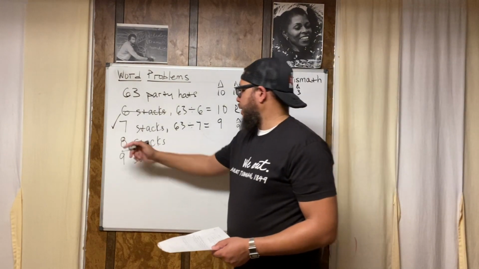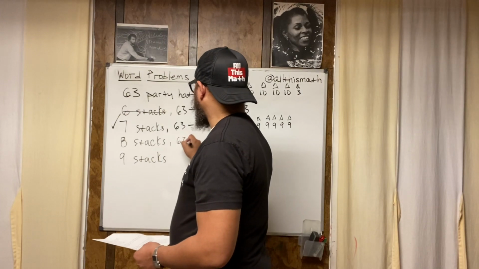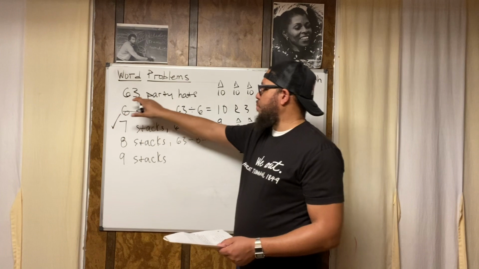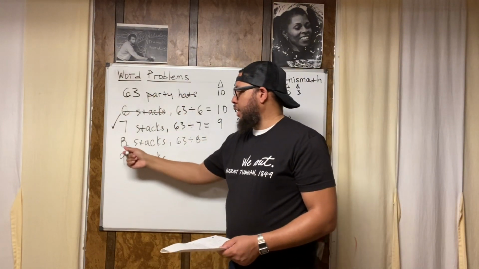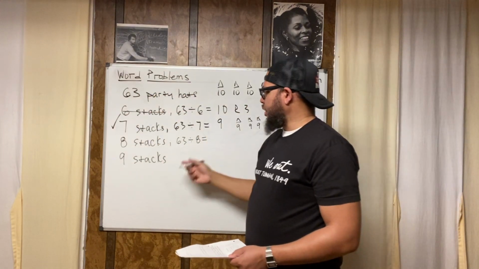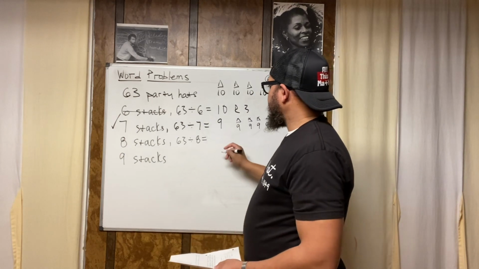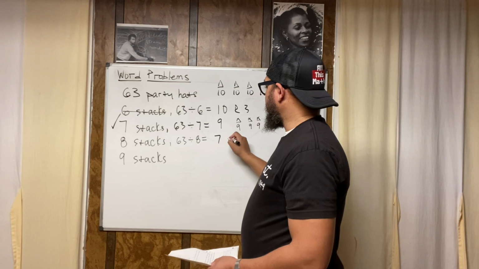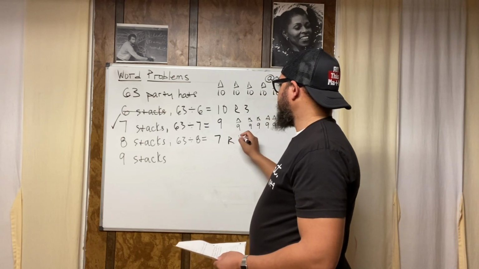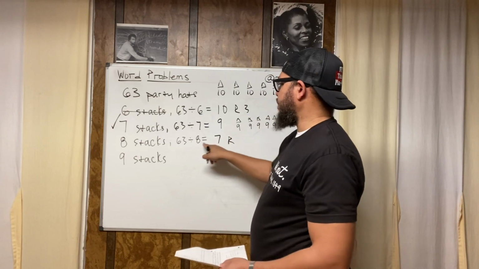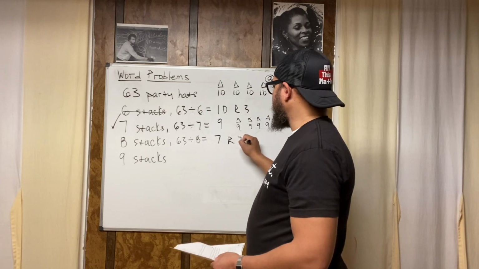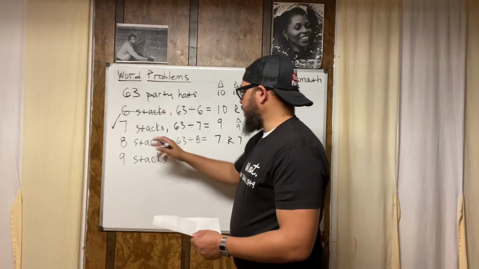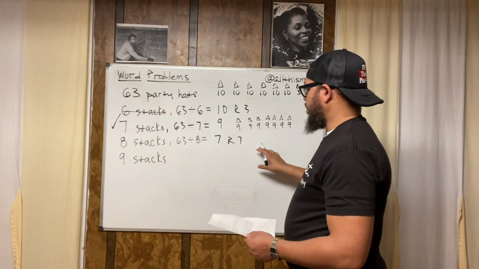So then we go to 8 stacks. Let's do 63 divided by 8. Because we want to divide 63 party hats evenly between 8 different stacks. So if we do 63 divided by 8, then that's going to give us 7 with a remainder of 7. Because 8 times 7 is 56. Yeah, with a remainder of 7. So we're going to have 7 in each of the stacks, right?